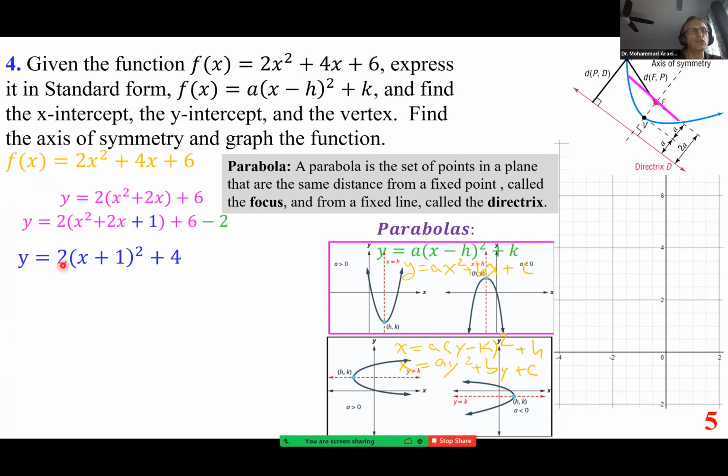And so A is 2. Vertex is located at negative 1, 4. A is positive. It opens up. By the way, this is a quadratic with respect to x. That's why it opens up or down. A is positive 2, therefore it opens up. So vertex at negative 1, 4. So we come up with the vertex.